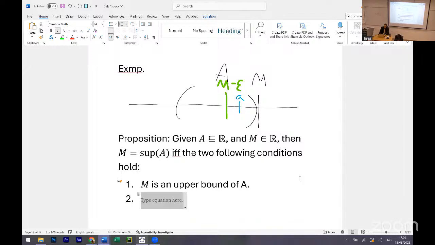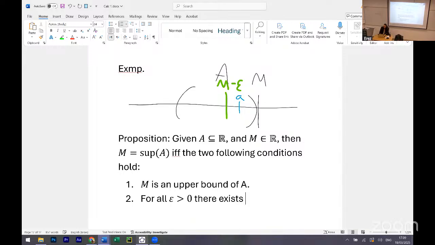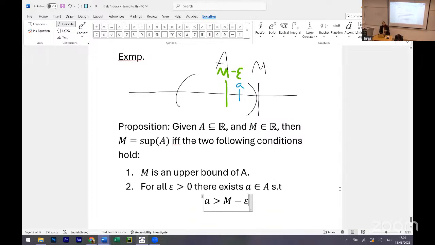For all positive epsilon, there exists a in A such that a is larger than M minus epsilon. Can you see how the mathematical proposition fits the drawing we had above? I'm saying it's the supremum if it is an upper bound, and if I take it a bit to the left, it's not an upper bound anymore. Someone is bigger than that. We will prove it in a few seconds, but that is the claim.